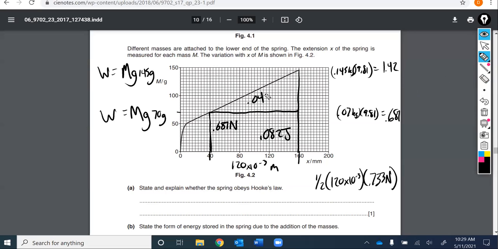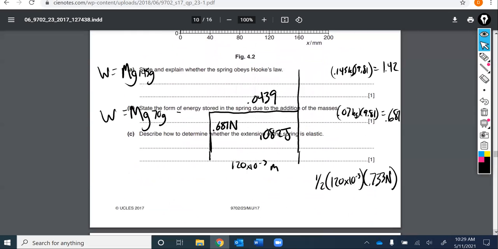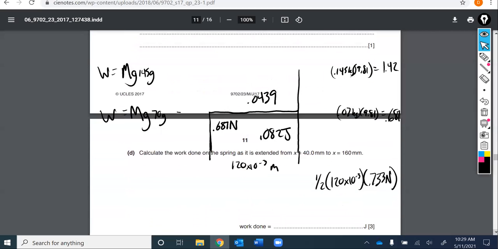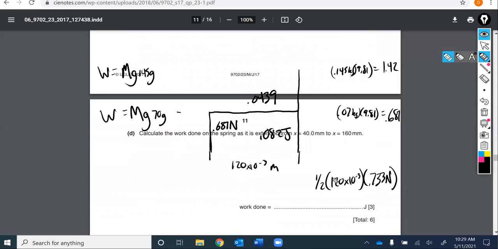0.0439. 0.0439 plus 0.082 equals 0.126. So I get 0.126 joules. Let's see how well we did.